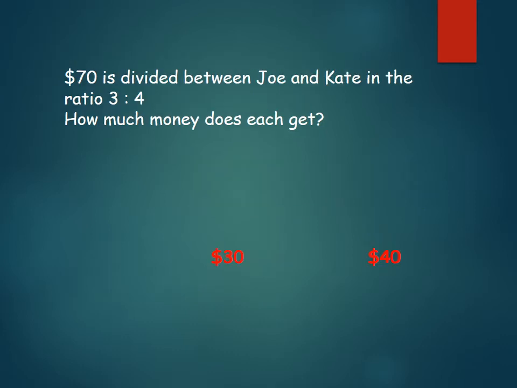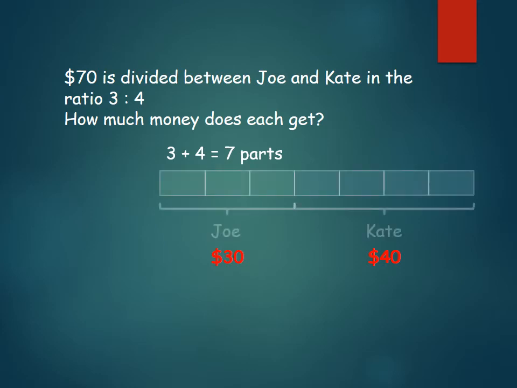Here we have another example. $70 is divided between Joy and Kate in the ratio 3:4. How much money does each get? To solve this question, we have 3 steps. Remember, first step, add the numbers of parts. 3 plus 4 equals 7 parts. 7 parts, as you can see, for Joy 3 parts and for Kate 4 parts.